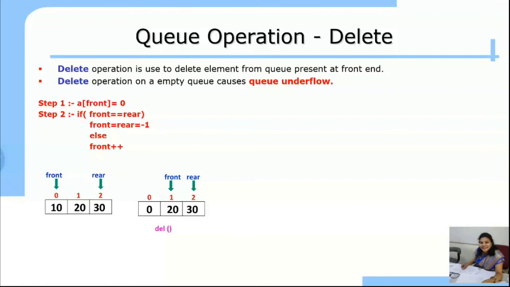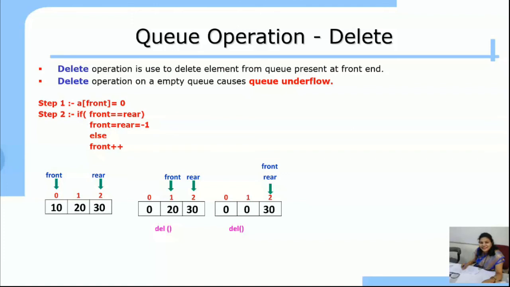Now 20 is at the front side. Again I want to perform the delete operation. How is delete performed? We make 0 at the first location, the front location, and then increment the front by 1, like this. Now front and rear point to 30. Why? Because there is only one element, 30, present over there. After deleting 30, your queue will become empty.